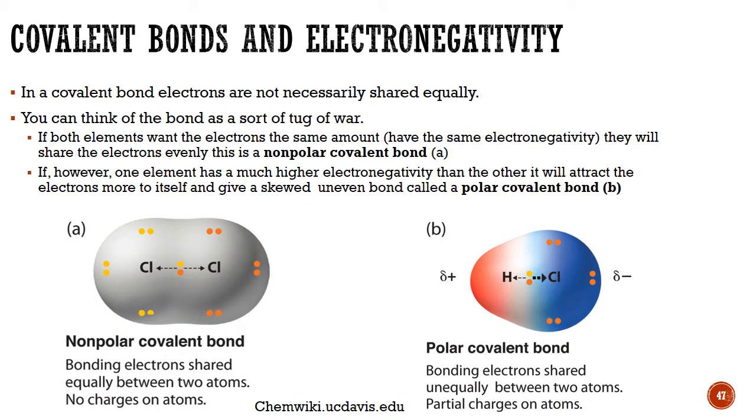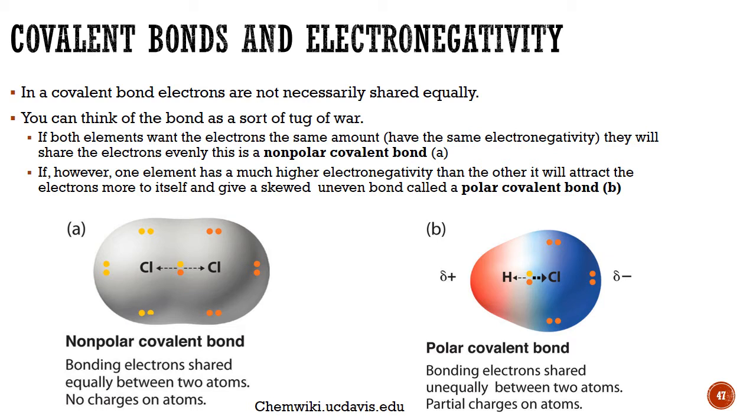All right, so if we have a covalent bond that is made up of two atoms that have the same electronegativity, in this case, picture A, we happen to have two chlorine atoms. Because they each have the same electronegativity, they each have the same pull on electrons, so they're going to be pulling those electrons evenly. You can think of it as a tug of war. If both elements want the electrons the same amount as each other, they're going to share them evenly. This is called a nonpolar covalent bond, where bonding electrons are shared equally.